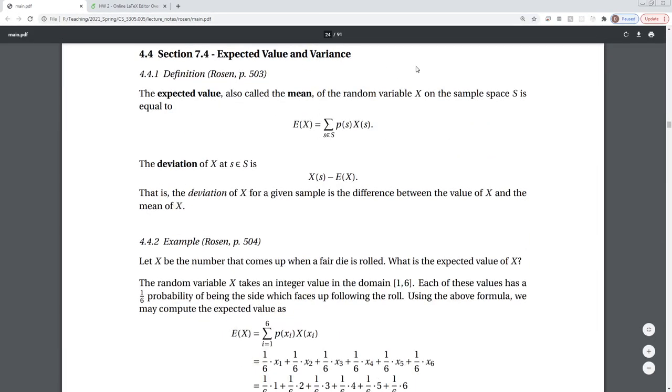So then expected value versus variance. We're all familiar with expected value. That's just taking an average or a mean on some random variable X. So when we're talking about coin flips, you flip it 100 times. What is the average of all of those outcomes?